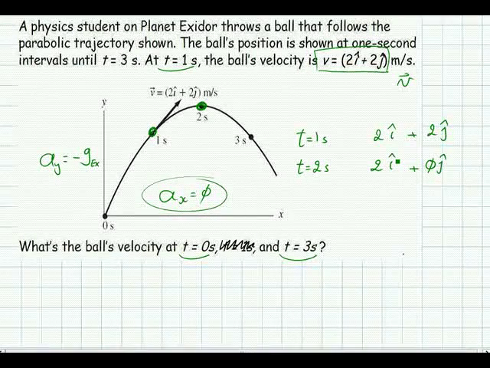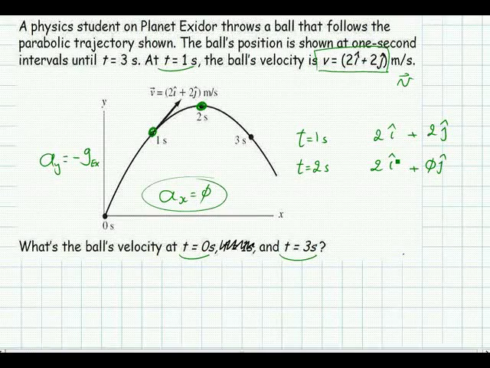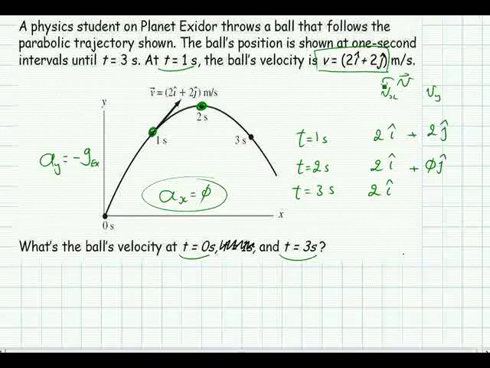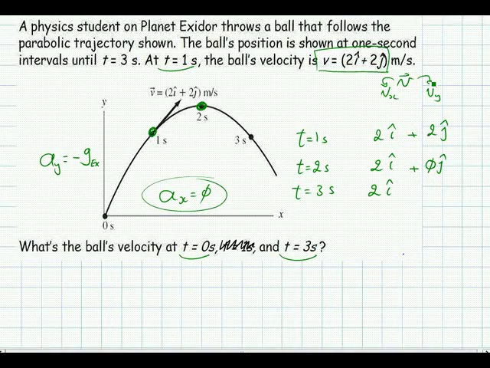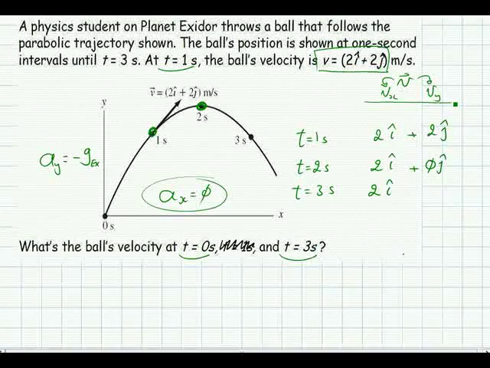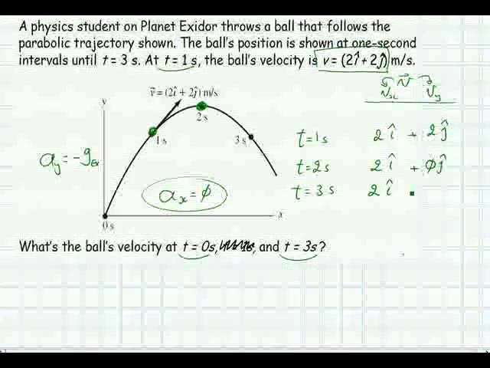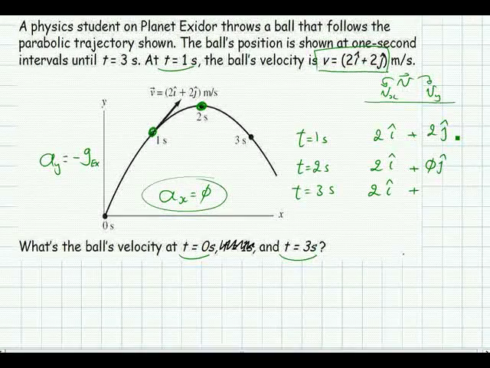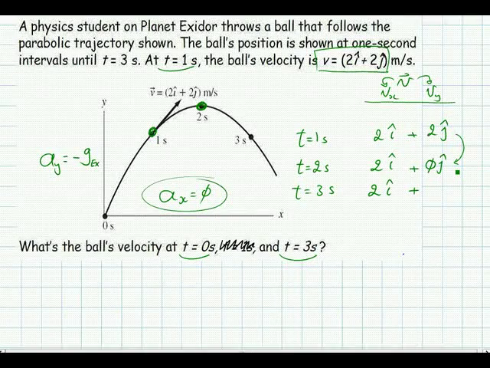So we just wrote the velocity vector for t equals 2 seconds, but we are interested in finding the velocity vector at 3 seconds. At 3 seconds, the x component is still 2i. So what I'm doing here is writing the vx and vy. I decompose my velocity vector into its x and y components. At t equals 3 seconds, the x component is still 2i, but what about the y component? Well, the y component in 1 second went from 2 to 0.